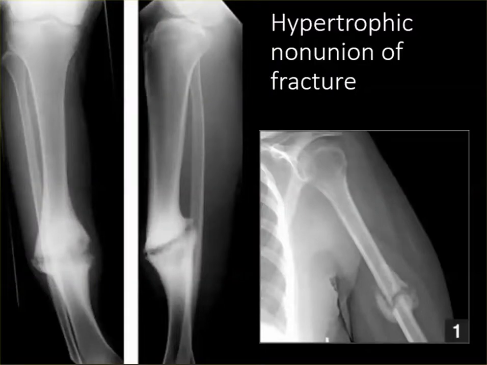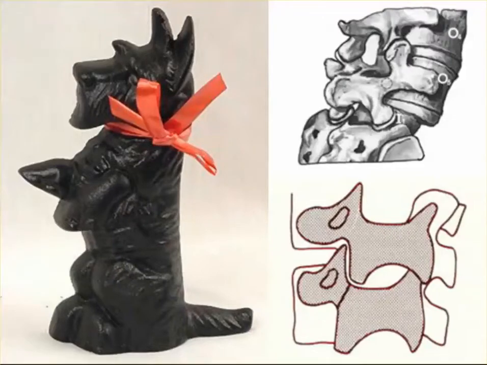And if a bone doesn't heal, sometimes you can get this, which is a hypertrophic non-union. You see how it's really big and expansile? So I know we're not talking about fractures today, but this patient has a pars fracture. So the pars fracture is a Scotty dog. Show him the pars fracture.